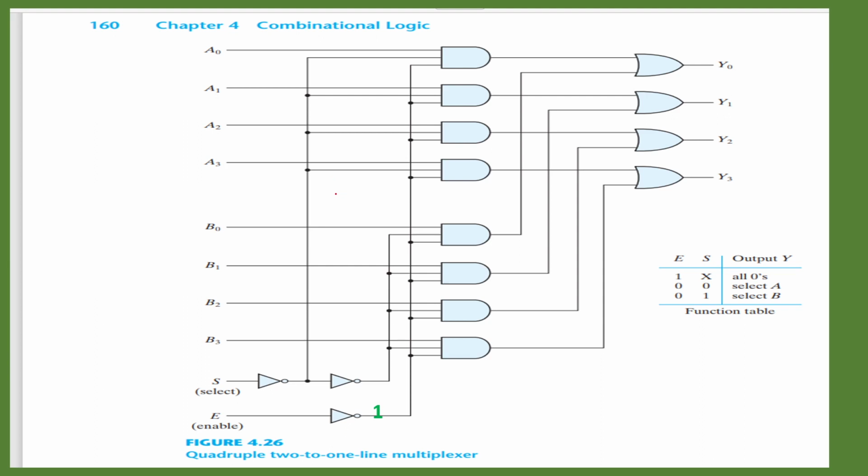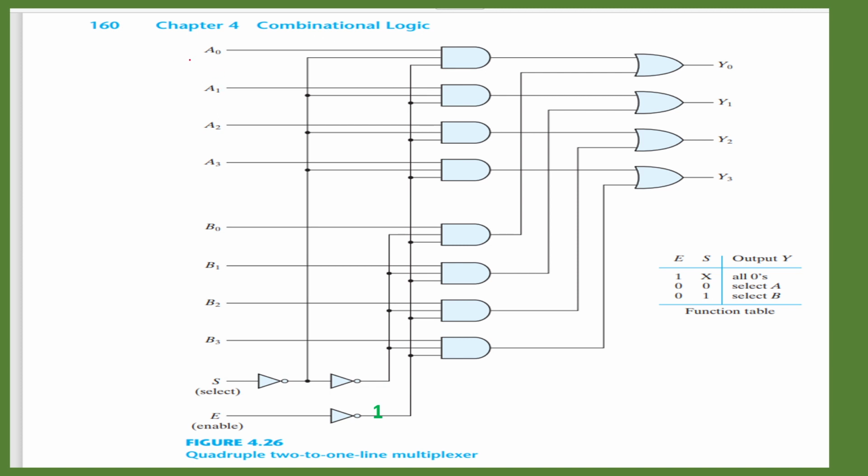Hello everybody, this is a combinational circuit. That too, it is a 2 to 1 line multiplexer, quadruple 2 to 1 line multiplexer. So it is a mux circuit, but it is built using gates only. You know the gates. So here we have a number of inputs.